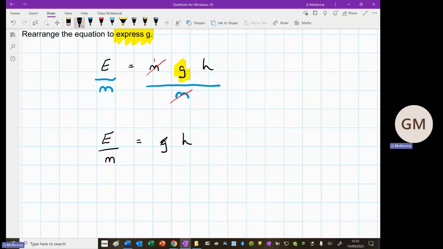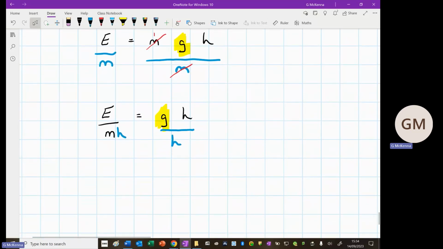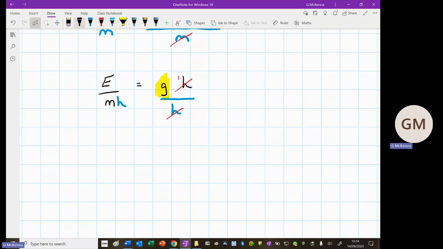Again, we are looking to rearrange for g. And so I now want to try and eliminate the h on the right-hand side. And to do that, I'm going to have to divide the right-hand side by h. And if I divide the right-hand side by h, I must also divide the left-hand side by h as well. Again, any number divided by itself will cancel out to give us 1, and then 1 times g, of course, just leaves us with g.